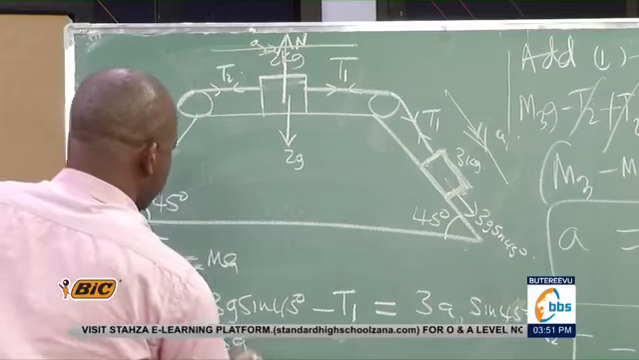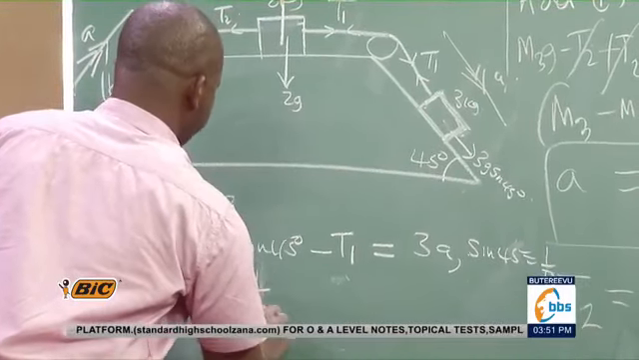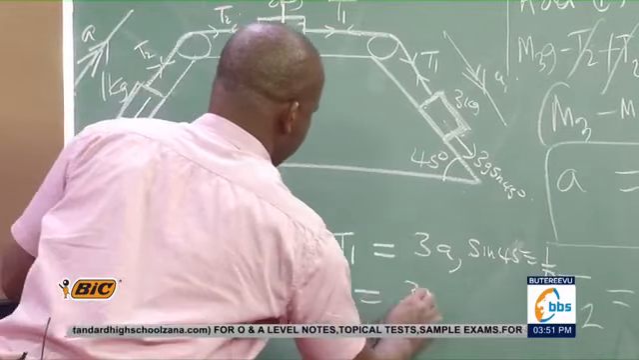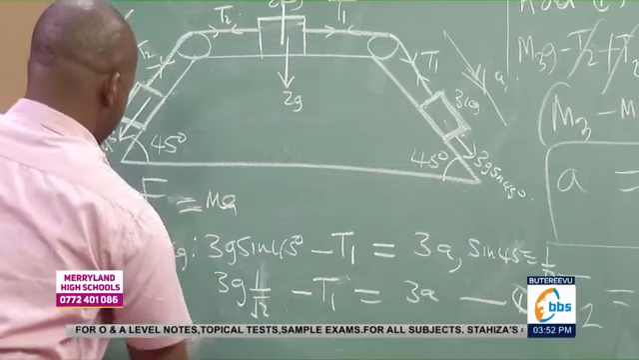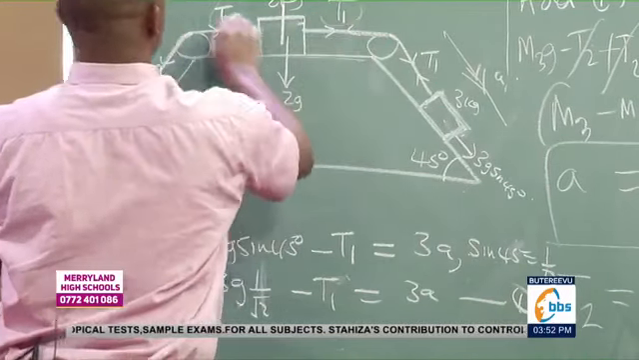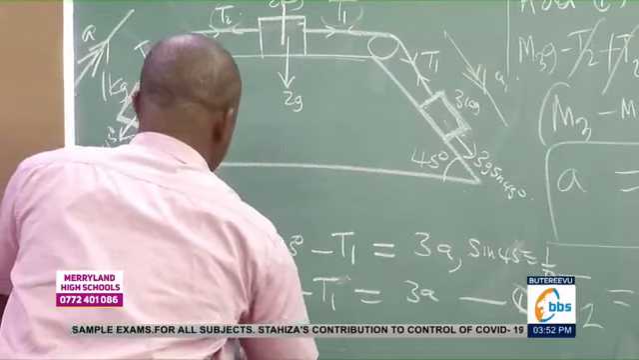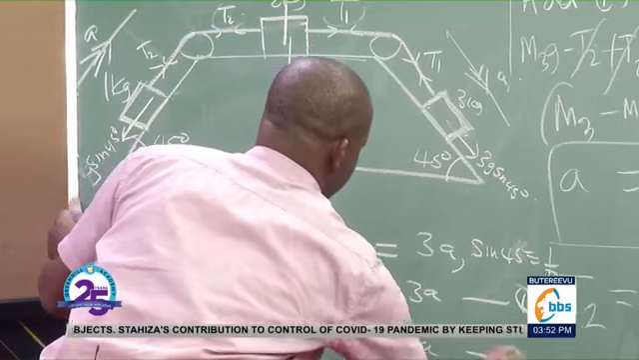So I'll substitute it wherever it will appear. And 1 out of root 2 minus T1 is equal to 3A, equation 1. For the 2 kg mass, it is on a horizontal table, and the forces acting once again are the tensions. So it is T1 minus T2 will be equal to the mass, which is 2A.